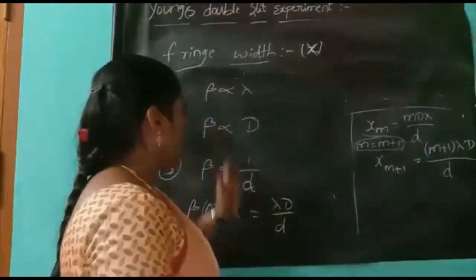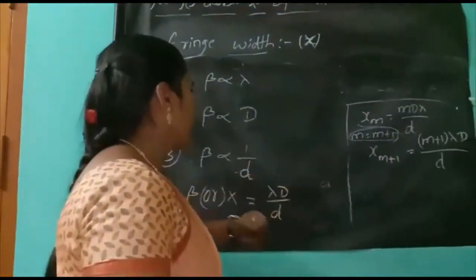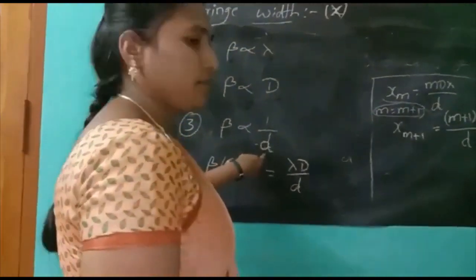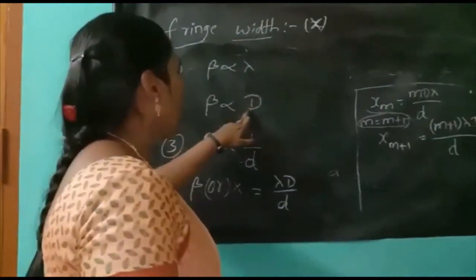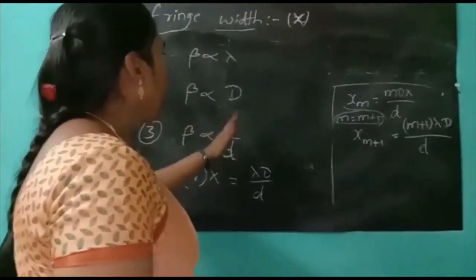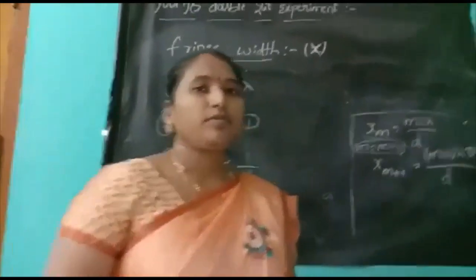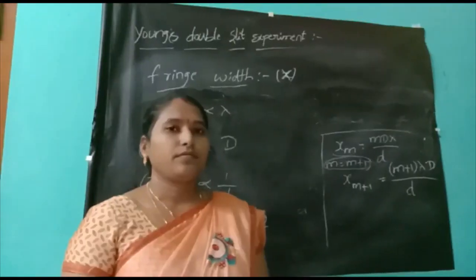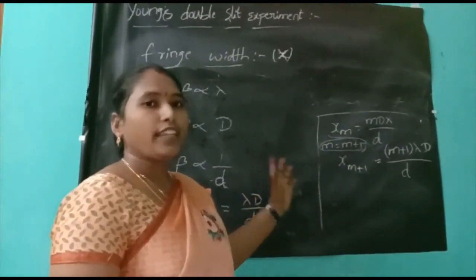With this help, scientists have done many experiments with different lambda, capital D, small d values, getting different patterns of the fringes. I hope you understand these concepts. Thank you, students.